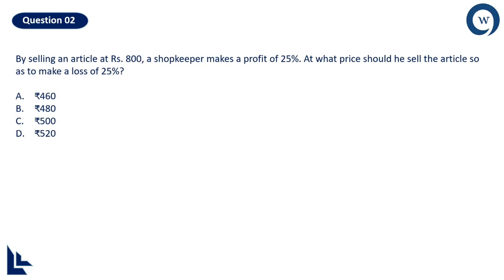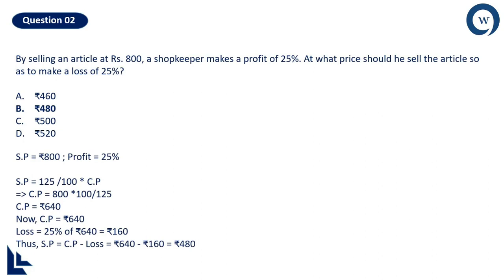Read the question and try to solve the problem. Alright, we will move on to the solution part right now. By selling an article at rupees 800, a shopkeeper makes a profit of 25%. At what price should he sell the article so as to make a loss of 25%? Here also, I'll provide two techniques to solve the problem. One is the conventional long cut and one more is the shortcut.